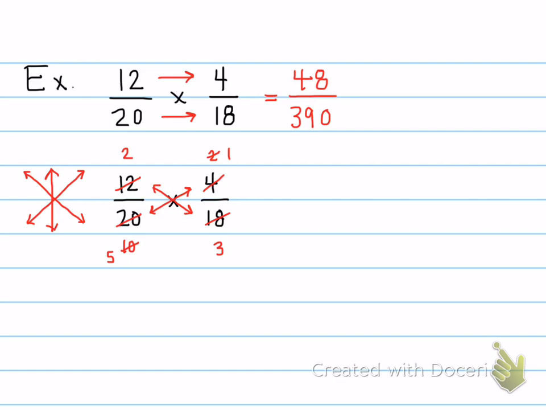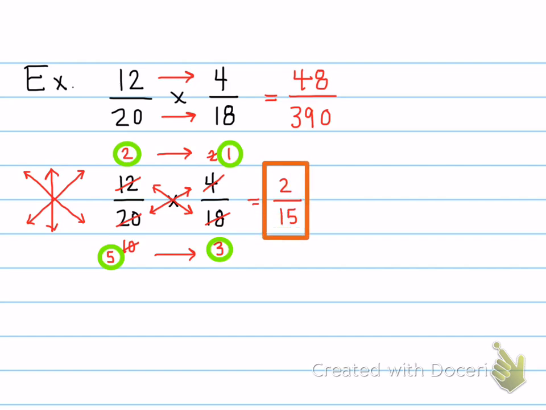So what I'm looking at now is 2 and 1 in my numerator that I can multiply across. So 2 times 1 is 2. And I'm looking at 5 and 3 in my denominator. So I multiply across. 5 times 3 is 15. I check out my fraction 2/15, and I see that I cannot simplify 2/15 anymore. So the answer to 12 20ths times 4 18ths is 2/15, which you would have gotten from this if you simplified that all the way down.